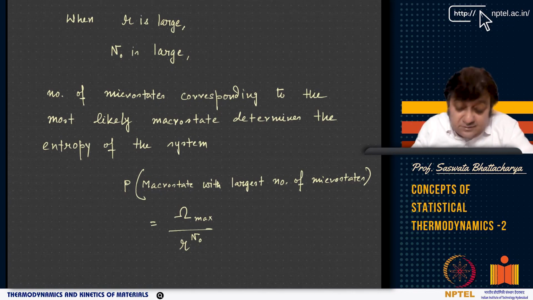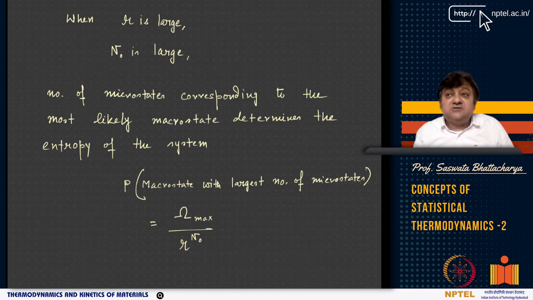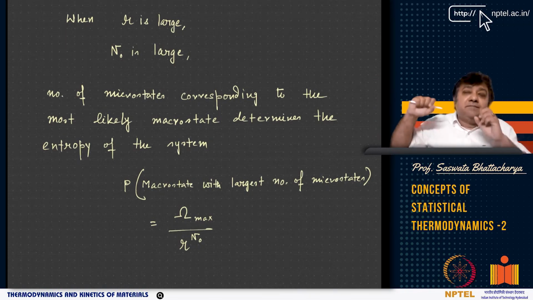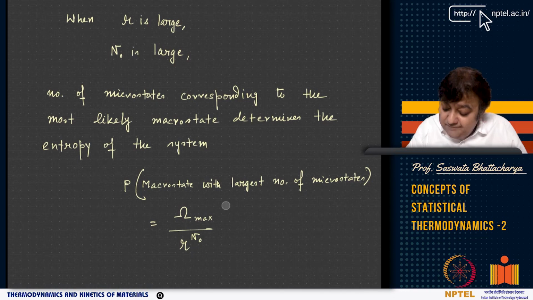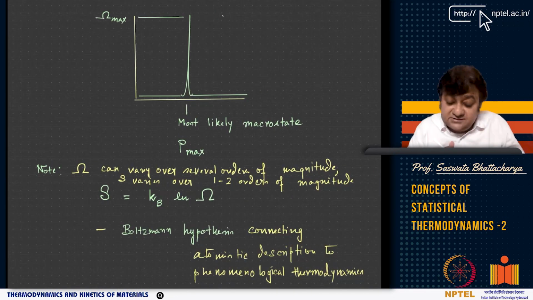And that should determine the entropy of the system. So what determines the entropy of the system? The probability of finding the macrostate with the largest number of microstates. The number of microstates corresponding to that particular macrostate is what is going to determine the entropy of the system. So this omega max by R to the power N0, this probability is going to determine the entropy of the system, right?